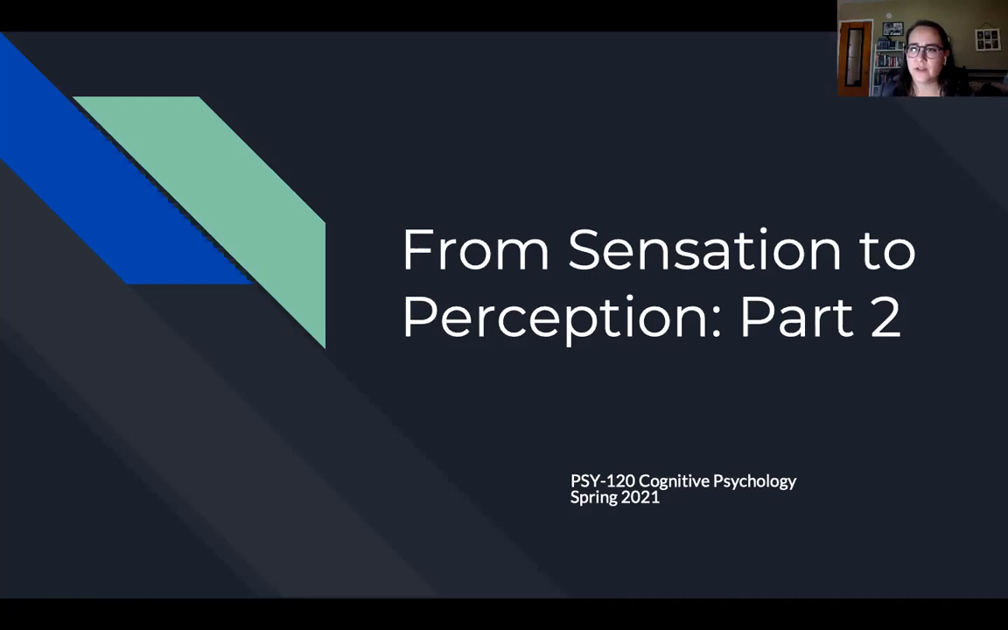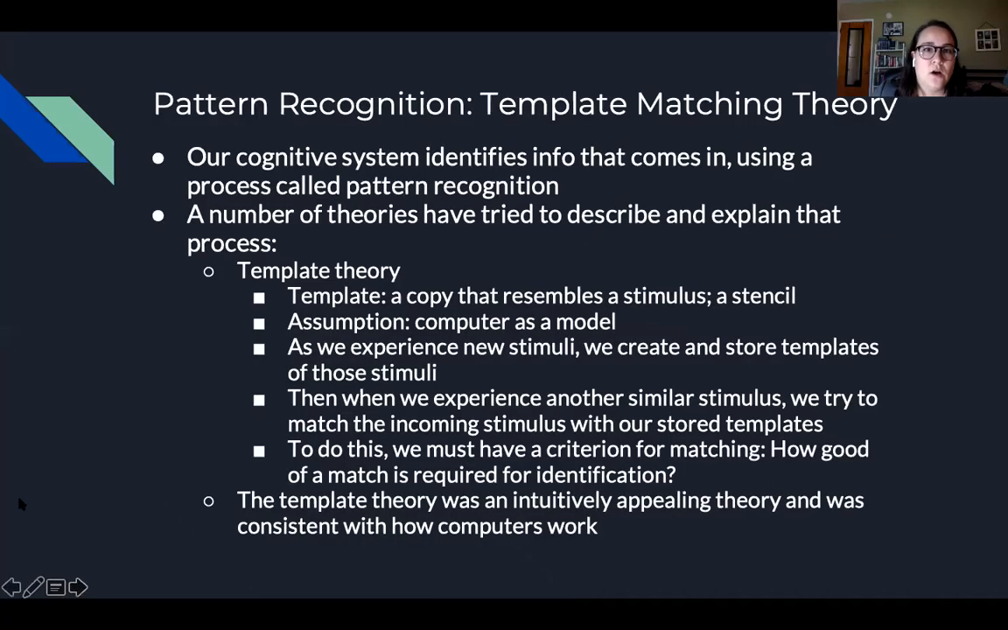So this is going to be a more zoomed out, macro level view that hopefully will help you make a little more sense of those specific theories in the book. Okay, so the question that was really driving the content in the second half of the textbook was, how do we go about identifying the information that comes in through our sensory systems? How do we actually make sense of what we're seeing?